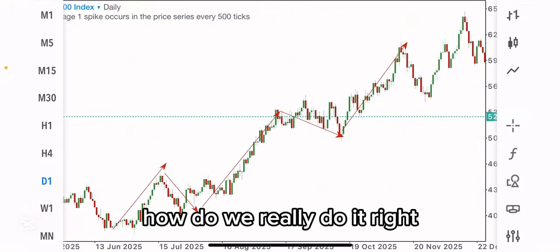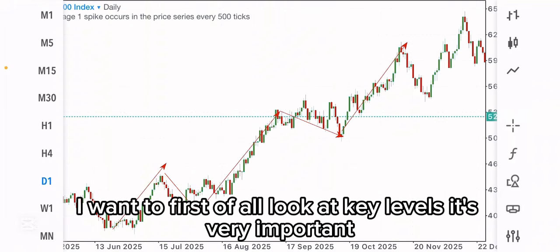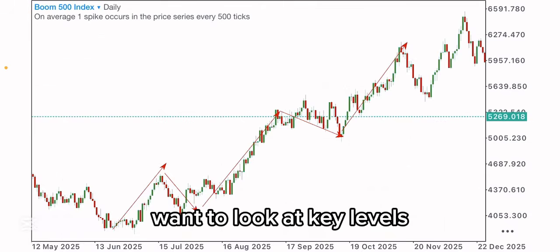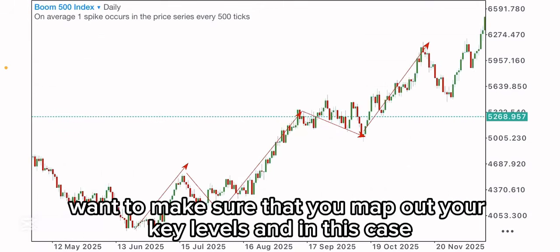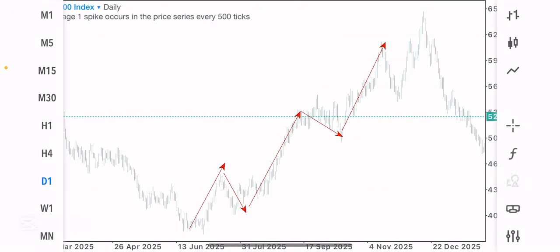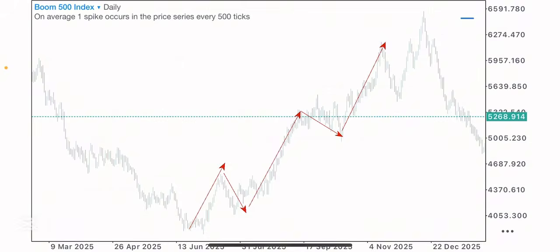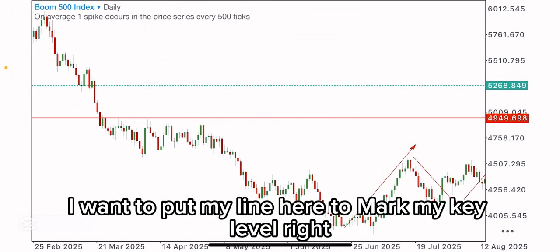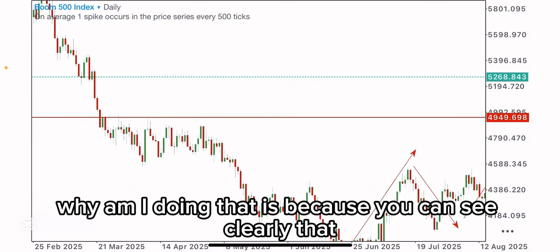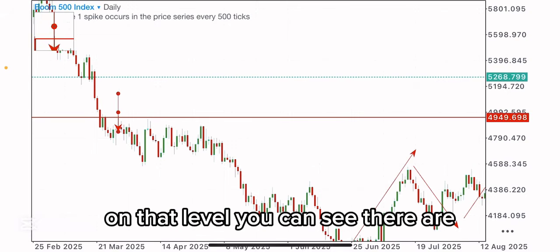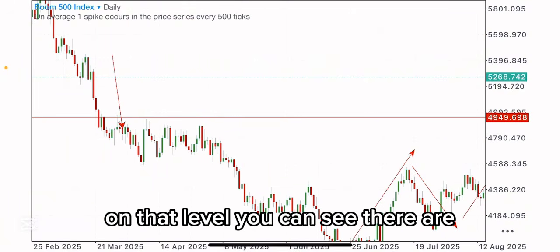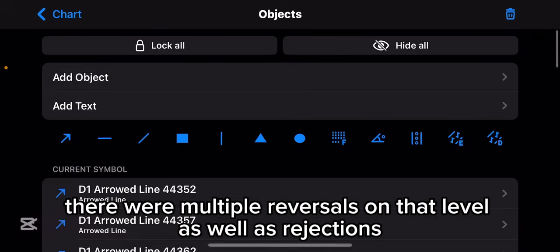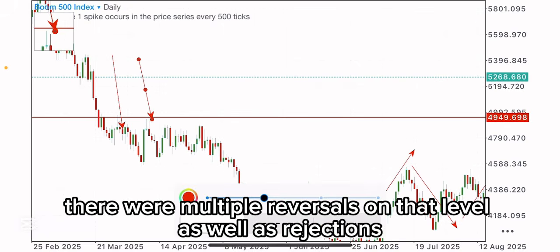How do we really do it? I want to first of all look at key levels. It's very important. You want to make sure that you map out your key levels, and in this case, I want to put my line here to mark my key level. Why am I doing that? It's because you can see clearly that on that level, there were multiple reversals, as well as rejections.